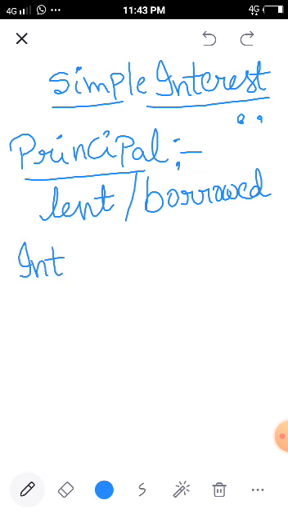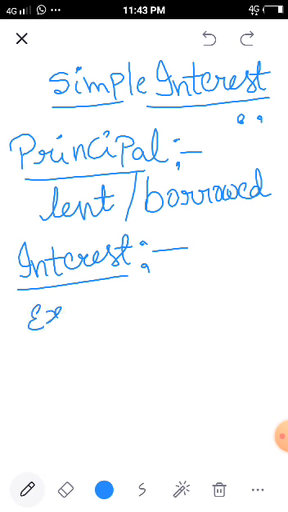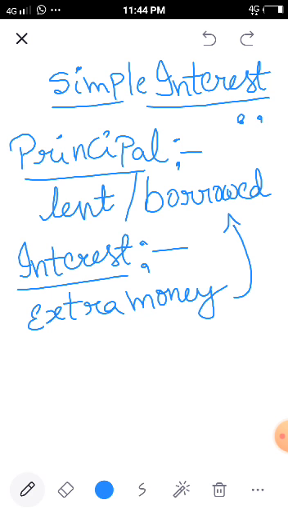Next, the second important term is interest. Interest is the extra money, the additional amount that we will pay to the lender. Extra money will be paid to the one from whom we borrowed money, that is interest.